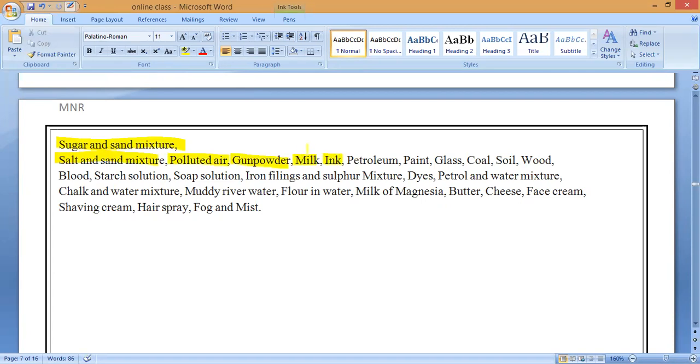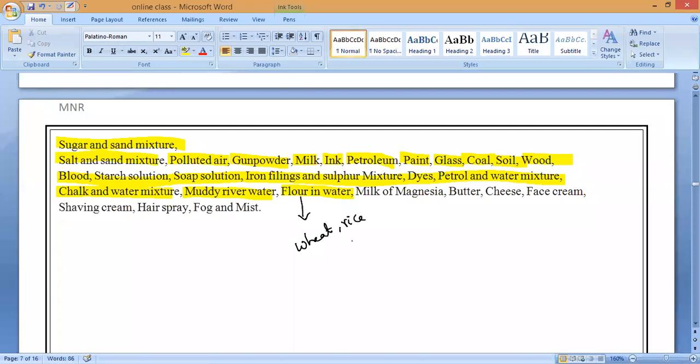Ink and milk is what? Colloidal substance, okay? Petroleum, paint, glass, understand? Coal, soil, wood, and blood, starch solution, soap solution, iron filings and sulfur mixture, dyes, petrol and water, understanding? And chalk and water mixture, and muddy river water. Next, flour water. What do you mean by flour? Wheat flour or rice flour.